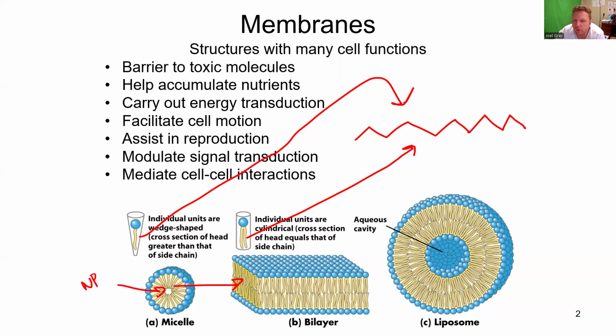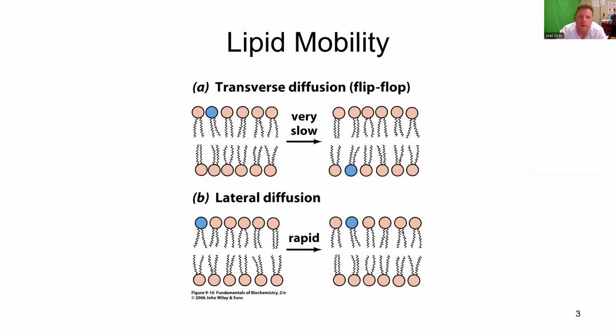If you look at this last of our three major structures, this is a liposome. A liposome has basically a bilayer, and then on the interior of it, which is highlighted right here, an aqueous cavity. So the core of a liposome is aqueous. So that is a polar region.